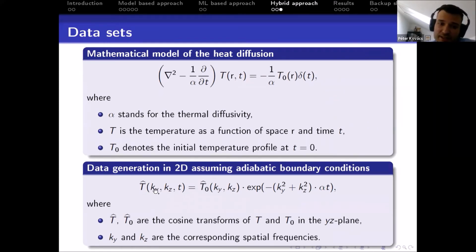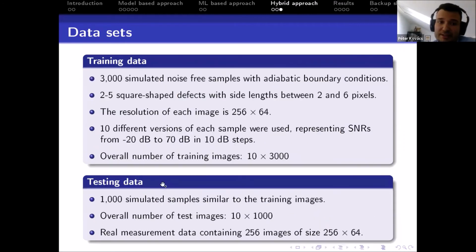T hat and T0 hat denote the Fourier transform of the surface and the initial temperature profiles. So if we just provide a binary image, take its Fourier transform, multiply it with this exponential and Fourier transform back, we can simulate the surface temperature images. So we can generate as many images with as many defects as we want. This is how we generated 3,000 noise-free surface temperature images, where we placed 2 to 5 square-shaped defects inside the 2D images.